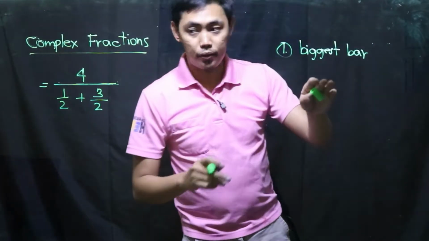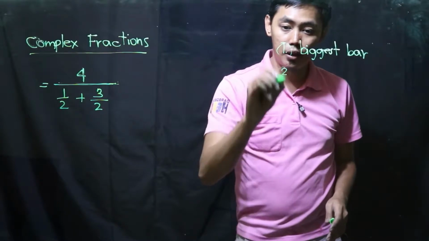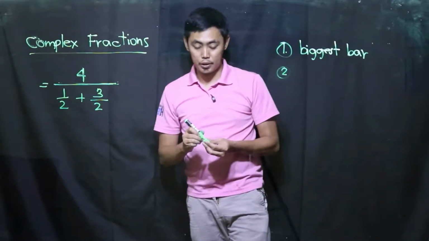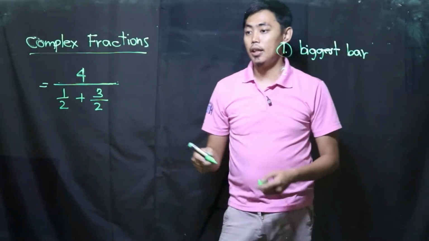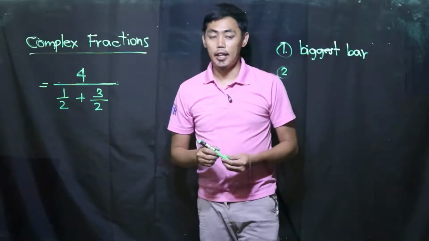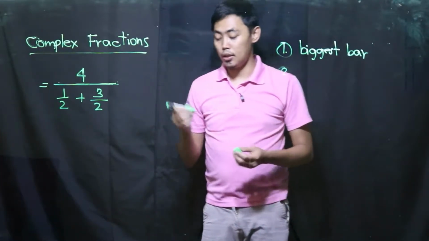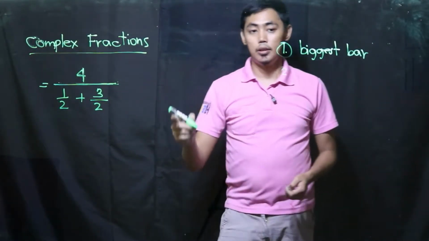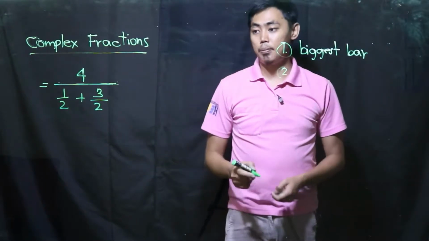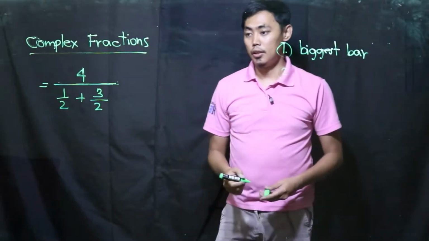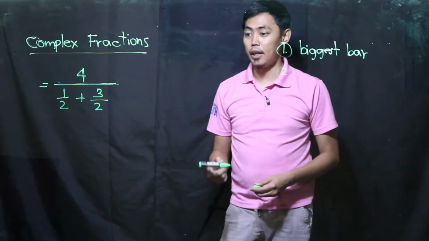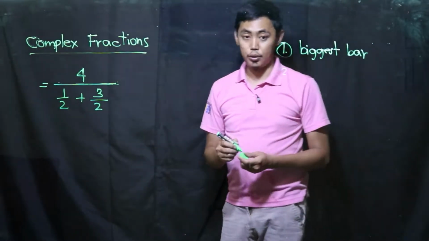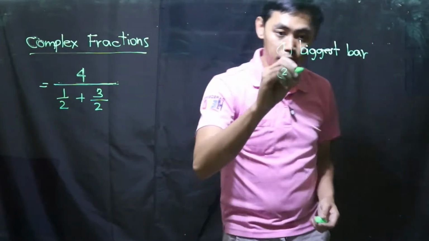After looking for that, number two is, if possible, you will need to follow the PEMDAS rule, that is P for parenthesis, E for exponent, MD, multiplication, division, AS, addition and subtraction. Regarding this particular example, we don't need to simplify the top because it is just one number. We will need to simplify the denominator here, which is 1/2 plus 3 over 2. So, if possible, you can use PEMDAS.